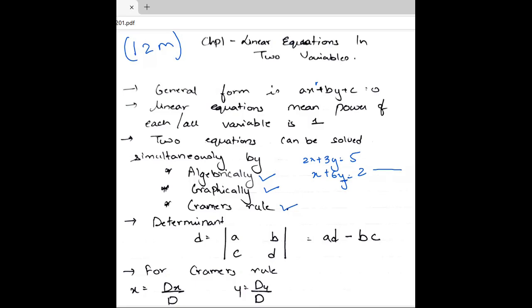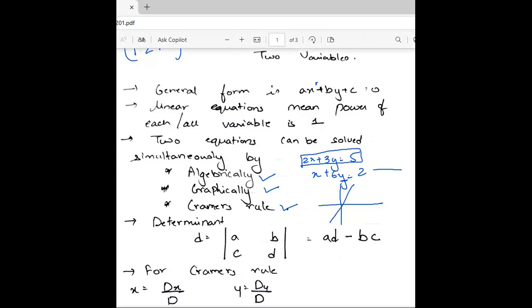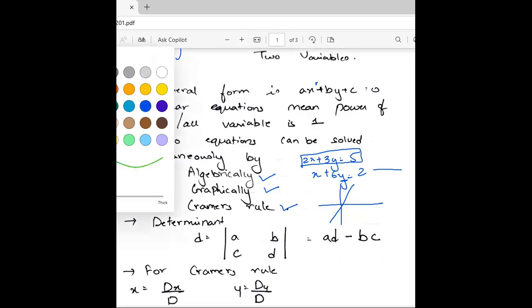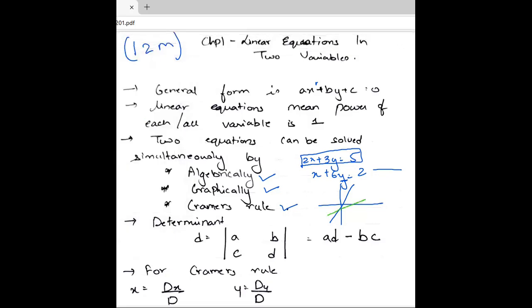Graphically, how do we solve? You have to plot both the equations on your graph, on the x-axis and y-axis. Plot the points. How do we plot the points? You form a table. You form a table for the first equation, that is 2x plus 3y equals 5. Say, for example, you get a line like this. And then you plot the graph for the second equation. You get a line like this. Wherever these two lines intersect, that is going to be your value of x and y.